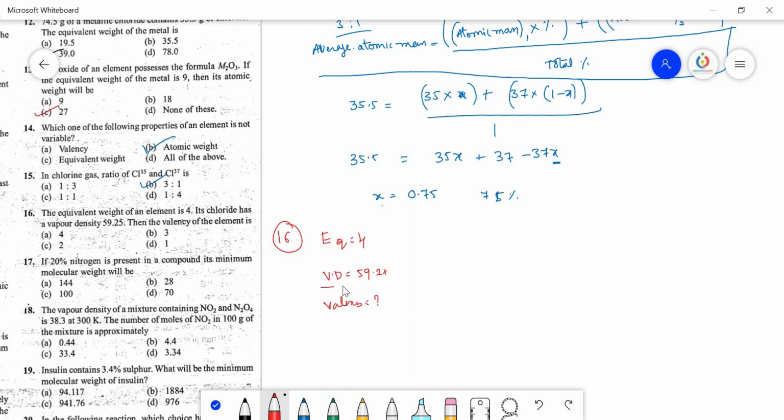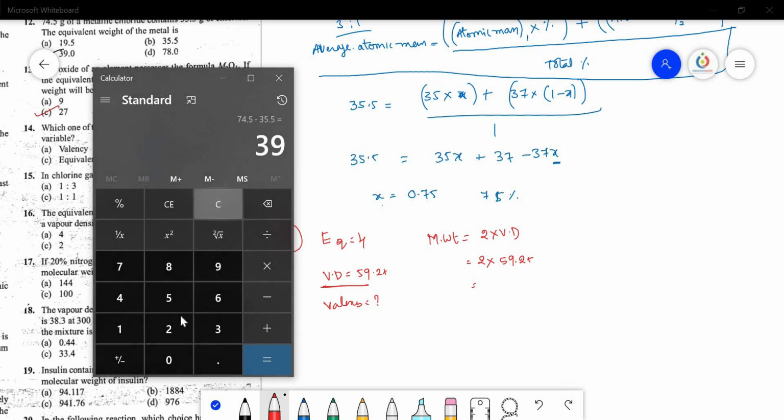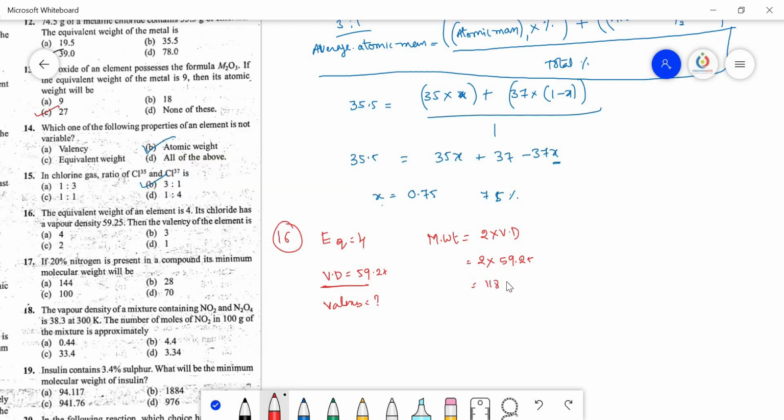From this vapor density we can calculate the molecular mass. Molecular weight equals 2 into vapor density. 59.25 into 2 equals 118.5. This is the molecular mass. But they didn't say anything about the valency. Valency only has to be calculated here.